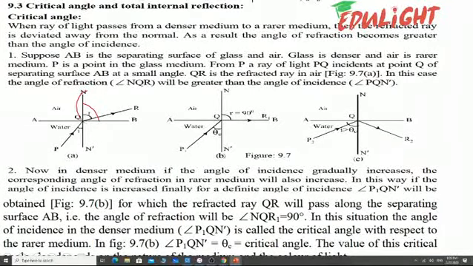You can see from here what it should look like usually, because the light is going from a denser to a rarer medium. That means the light is incident at the denser medium and refracting into the rarer medium. So in this case the refracted angle should be greater than the incident angle. That means i is less than r.